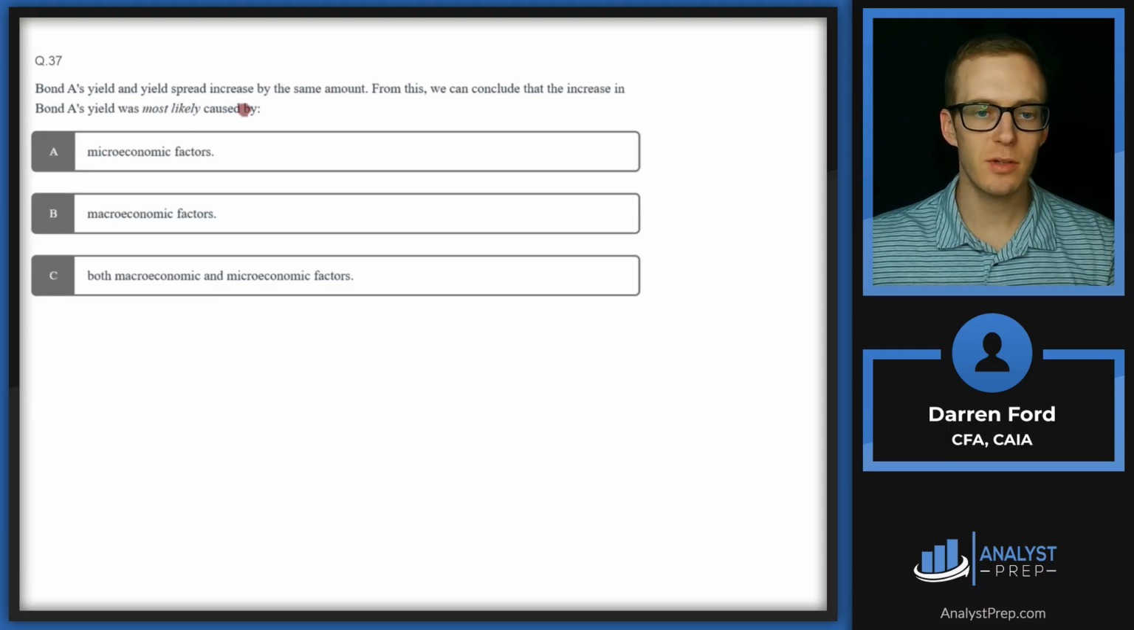Answer B, bond A's yield and yield spread increased by the same amount.